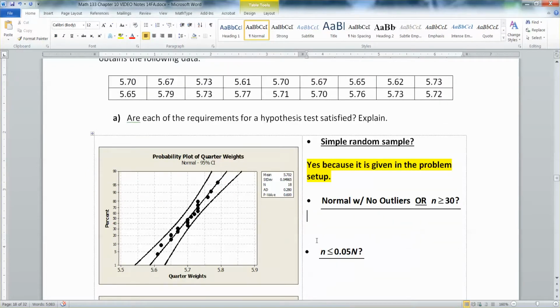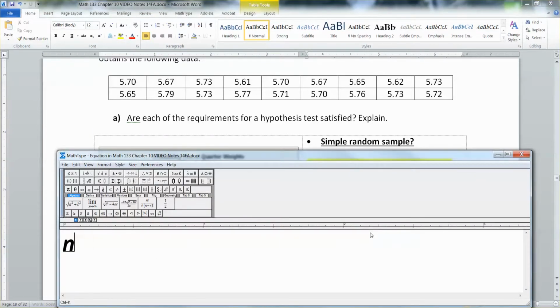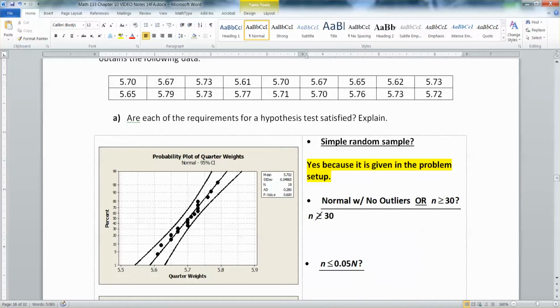Then we need to know that it's normal with no outliers, or n greater than 30. Well, n is not greater than 30 for us. That is not happening. So we need to prove that it is normal with no outliers. So we need to prove the data set is from a normal distribution with no outliers.